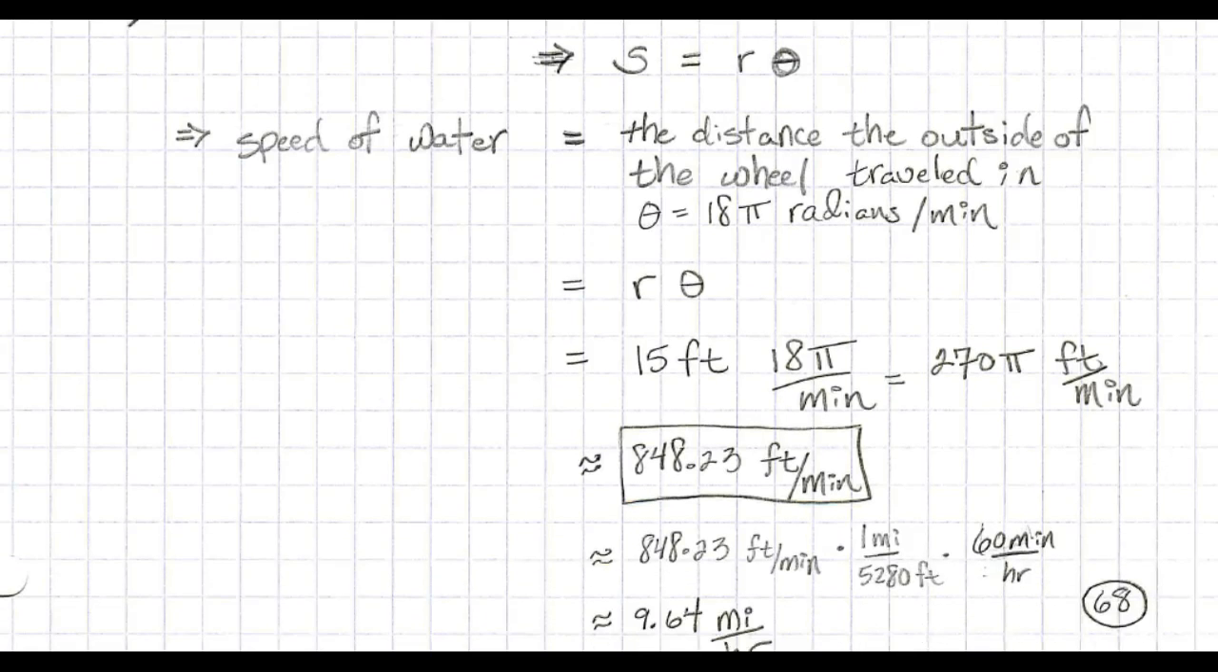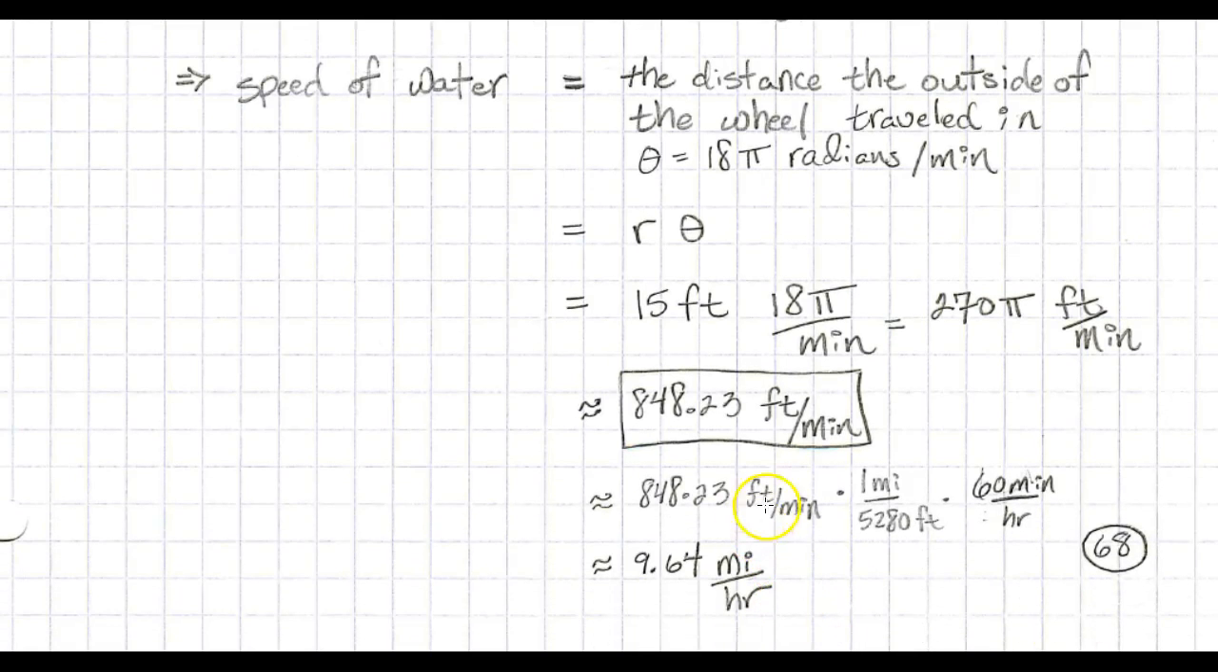And just for fun, if you want to put it in miles per hour, you would take the feet per minute answer and multiply. Every mile has 5,280 feet in it, and every hour has 60 minutes in it. Put them in the proper order so all the units cancel out to get miles per hour. That comes out to be about 9.64 miles per hour.